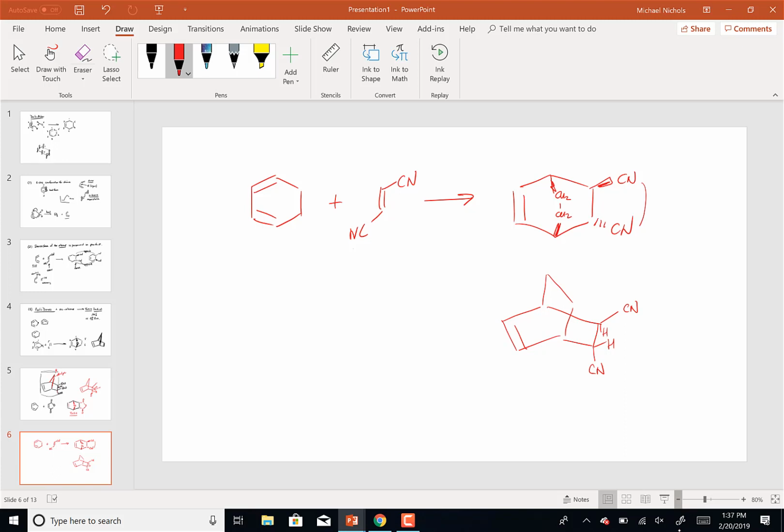If these two groups are trans, it doesn't have a name. If it's endo, they're both opposite the bridge in terms of bold and dashed wedges. If they're exo, it's the same bold or dash that you have with the bridge. Oh wait, that bridge is 50-50. Is it just trans? No, the bridge. This bridge is above the ring. And so if it's exo, both of these groups would be bold. They would be on the same side as the bridge.